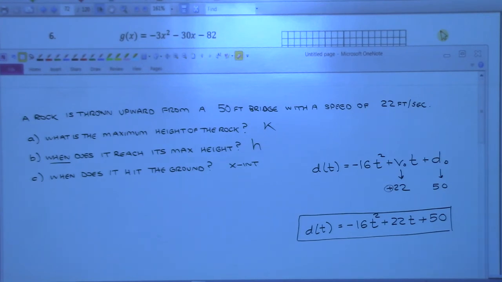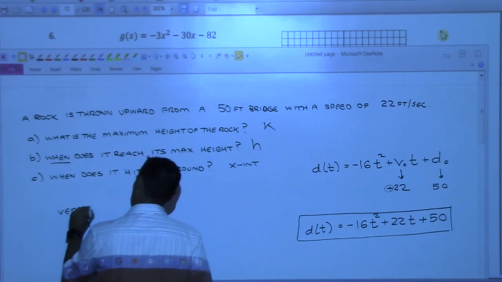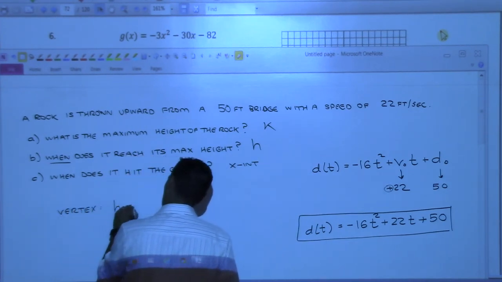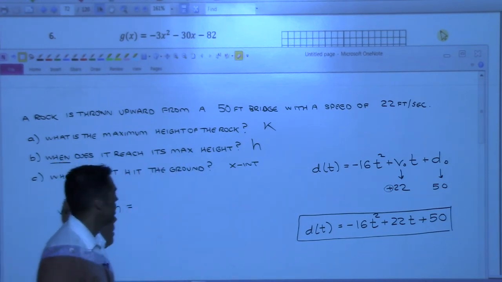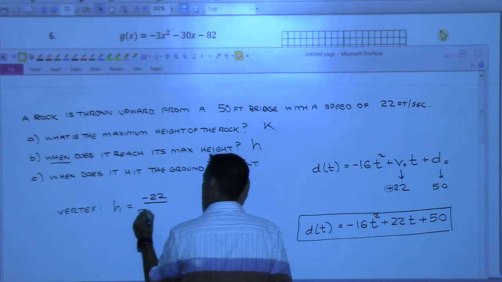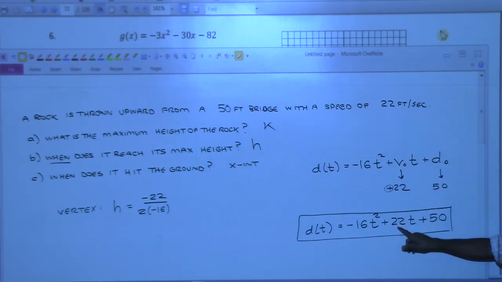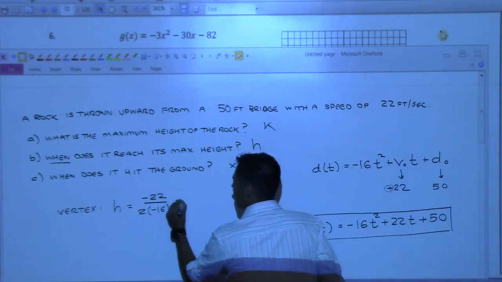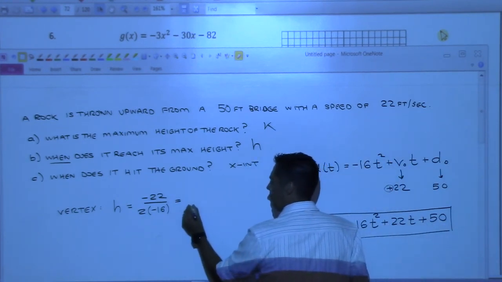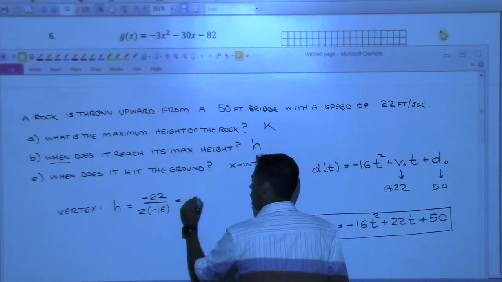So let's get the vertex. How do we calculate H? Negative b over 2a. So for us, that's negative 22 over 2 times negative 16. Yes? Negative 22, we take the opposite of the number in front of t and divide it by 2 times a. A is negative 16. And we should get a decimal here. Point what? What is it, 0.68? Okay, let's go with 0.68. That's fine.